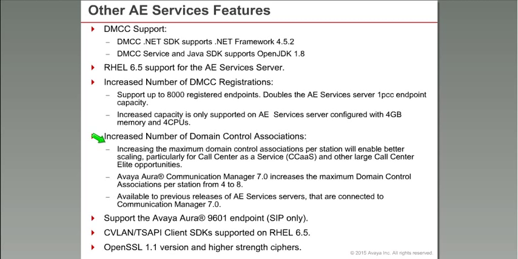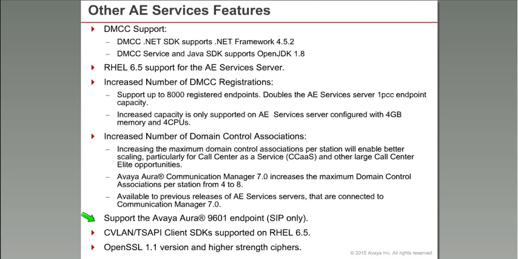Increasing the maximum number of domain controller associations per station will enable better scaling, particularly for call center as a service and other large call center Elite opportunities. So CM7 increases the maximum domain controller associations from 4 to 8. This is available to previous releases of AES servers that are connected to CM7, so that's also applicable to 6.3.3.